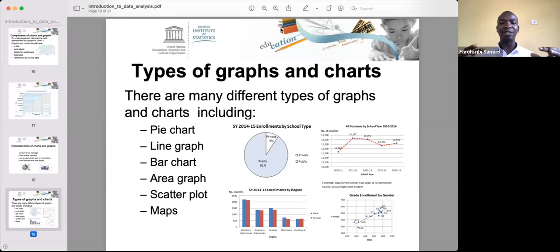So data is very, very important, and we are generating data every day. As we are in this class now, we are generating data. From the characteristics of this class since we started, I can tell what will happen in the next class. I can tell the factors that will make this class better.